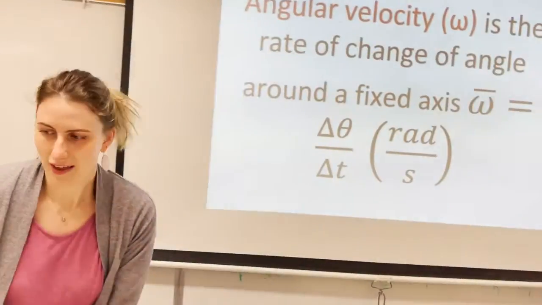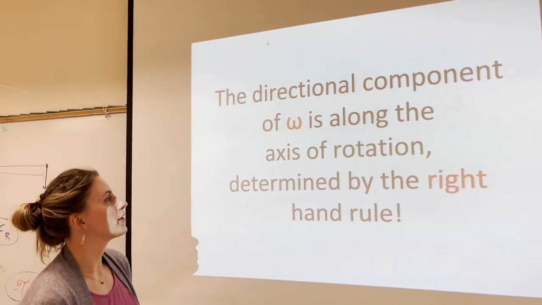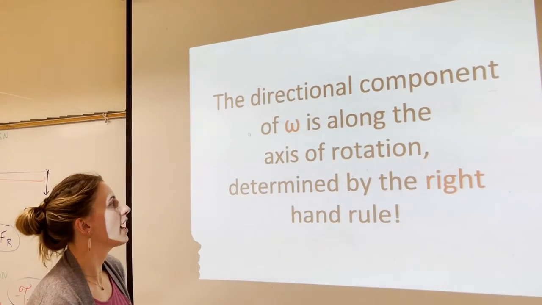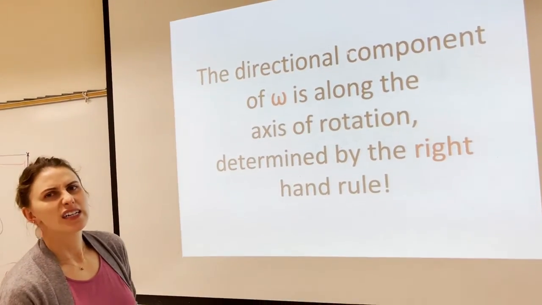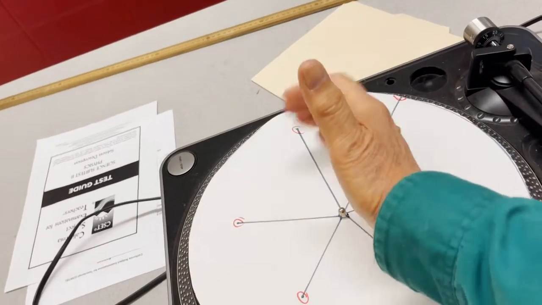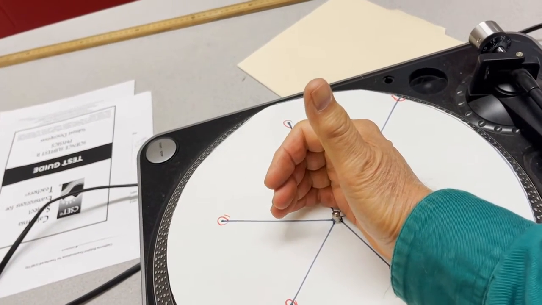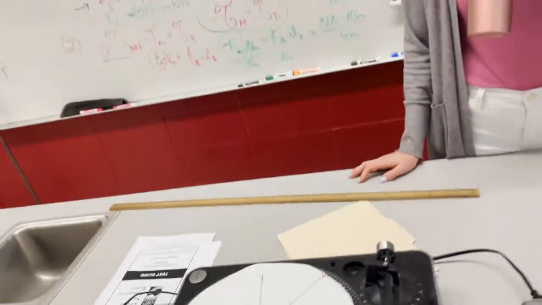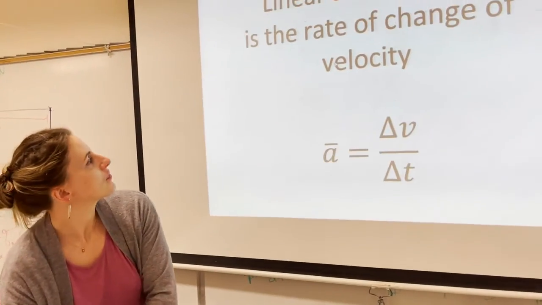Okay, the directional component of omega is along the axis of rotation, determined by the right-hand rule. We're not going to make a big deal out of this, but if this was turning in this direction, the right-hand rule says the direction of the vector would be up and out. We didn't spend that much time on that in class either.